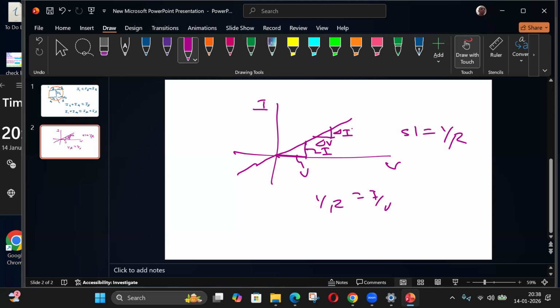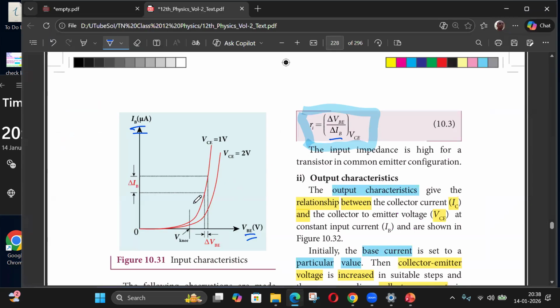This is more appropriate because if it's not a straight line, delta V by delta I will be different from different points. So this is a curve like this. Here delta V by delta I is different from here. For a straight line, it is the same. Whether delta V by delta I or V by I, it is always the same. That's the property of a straight line. But since for a transistor it's not a straight line, resistance is more appropriately defined as delta V by delta I.